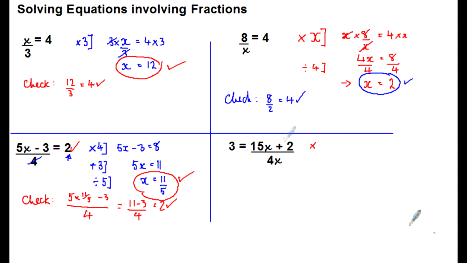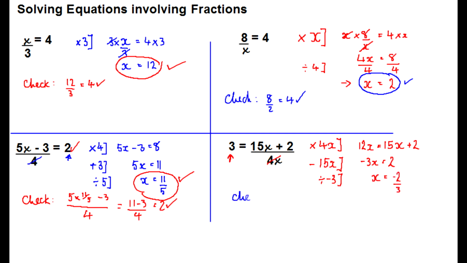Okay, multiply by the denominator, which is 4x, cancels with the 4x on the right hand side, and times by 3 on the left hand side to be 12x. And that's equal to 15x plus 2. So take away 15x from both sides, minus 3x is equal to 2, and then divide by minus 3 to get rid of the times by minus 3. So x is minus 2/3.